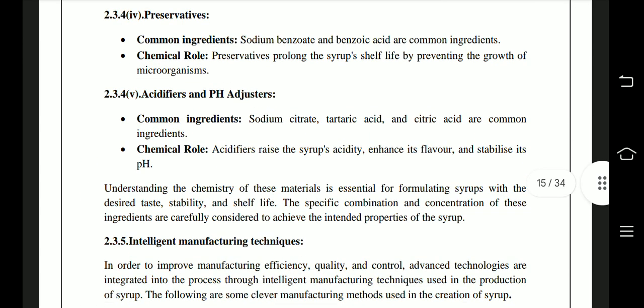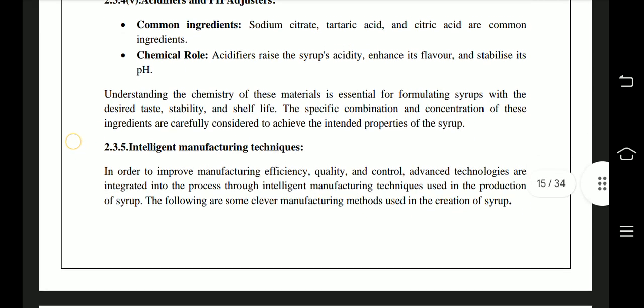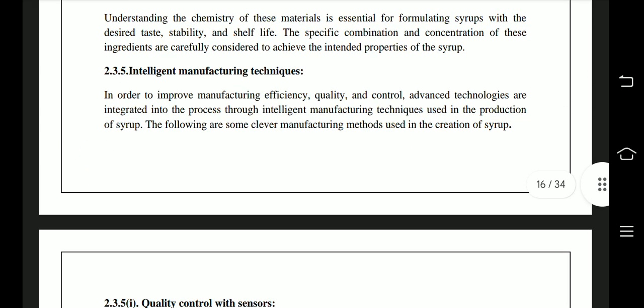Fifth one is acidifiers and pH adjusters. Common ingredients: sodium citrate, tartaric acid, and citric acid. Chemical role: acidifiers raise the syrup acidity, enhance its flavor, and stabilize its pH. Now I would like to discuss intelligent manufacturing techniques.